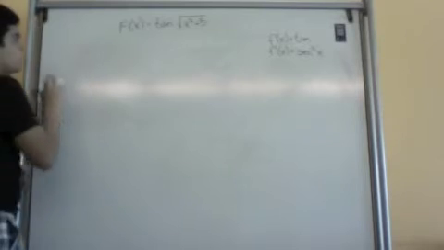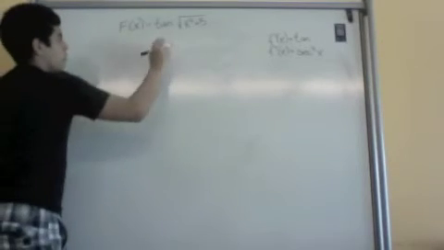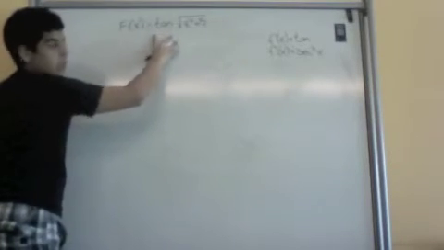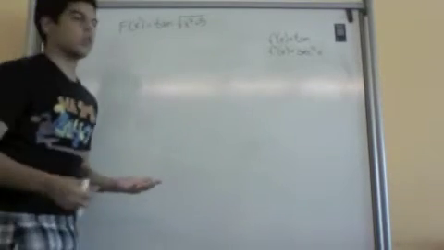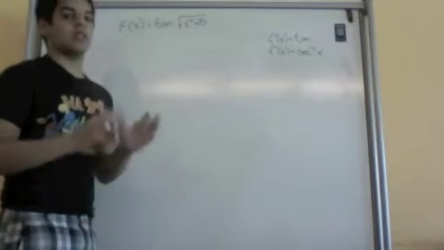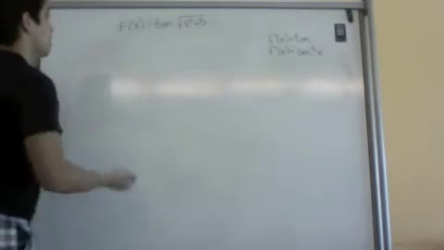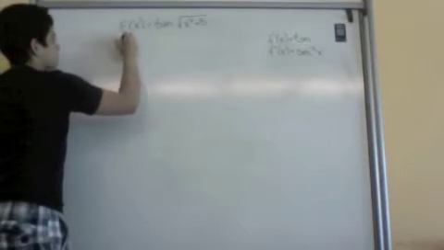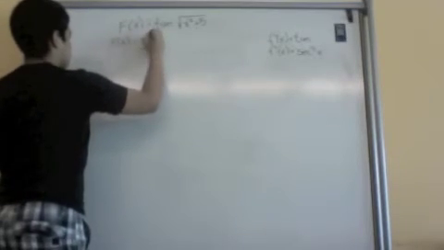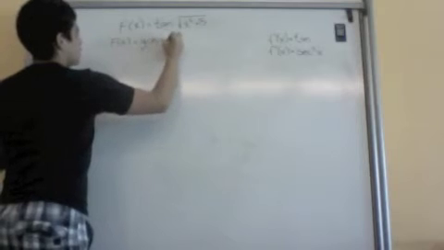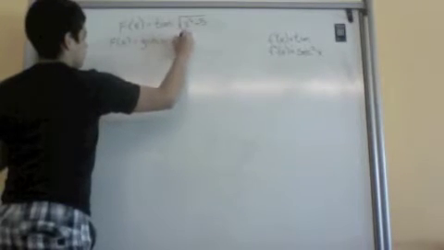Okay, but we have tangent of another function. So what we have here is the chain rule. So what we have to do is separate these two functions. So f of x is equal to g of x composed of h of x.